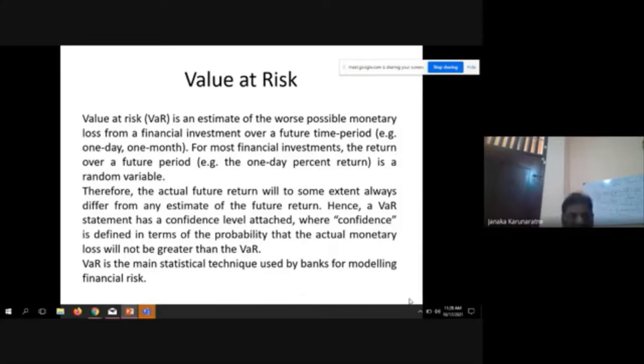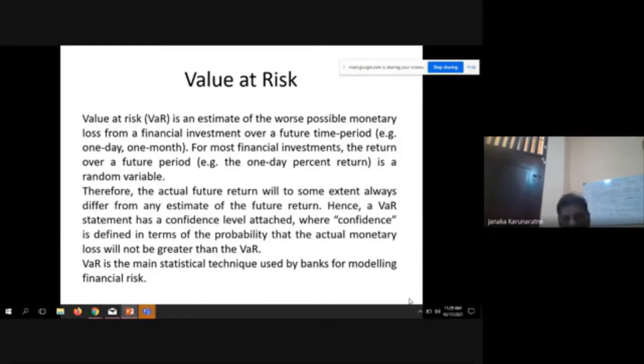Okay. So value at risk is an estimate of the worst possible monetary loss from a financial investment over a future time period. So here you look at, from a risk perspective, what could be the maximum loss from a particular investment I would end up with over a particular time period, maybe 1 month, 2 months, 3 months, 6 months, 1 year, and so on.